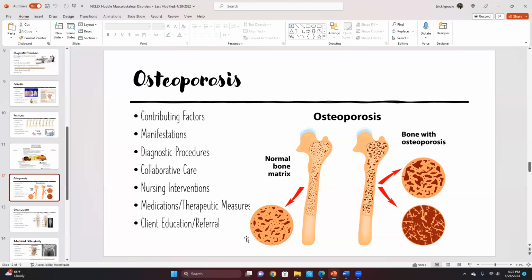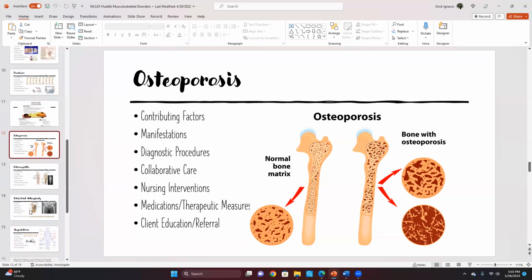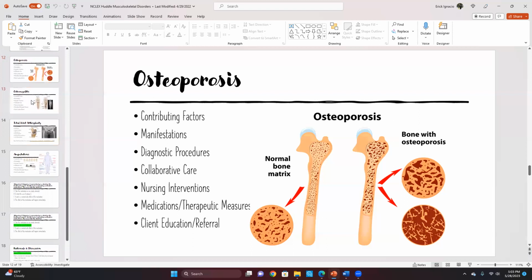So with osteoporosis, we have to look for shortened height, a history of fractures, thoracic kyphosis, and decreased bone mass. Your medications for this patient would be bisphosphonates, calcium supplements, vitamin D supplements, estrogen agonists and antagonists, calcitonins, and of course, weight-bearing exercise is going to be important. Weight-bearing exercise for this patient.